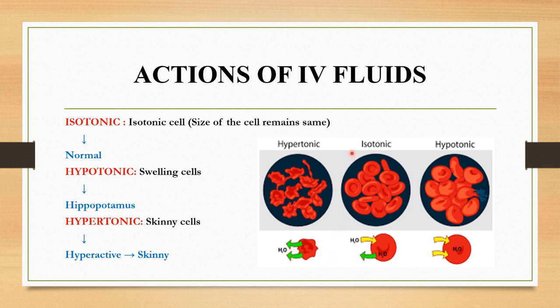Here isotonic. Isotonic means same, that is the concentration of extracellular fluid and the intracellular fluid remains same. So there will not be any changes in the size of the cell. It remains same. The third one is hypotonic. So here the extracellular fluid is less concentrated comparing to the intracellular fluid. So the water from the extracellular fluid moves inside the cell, which cause the cell to swell. Just remember, hypotonic means hippopotamus.